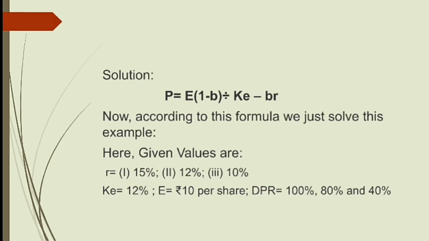First of all, write down the given values. R is 15% in the first condition, 12% in the second, and 10% in the third. K is 12%, E is rupees 10 per share, and the dividend payout ratio has three categories: 100%, 80%, and 40%.